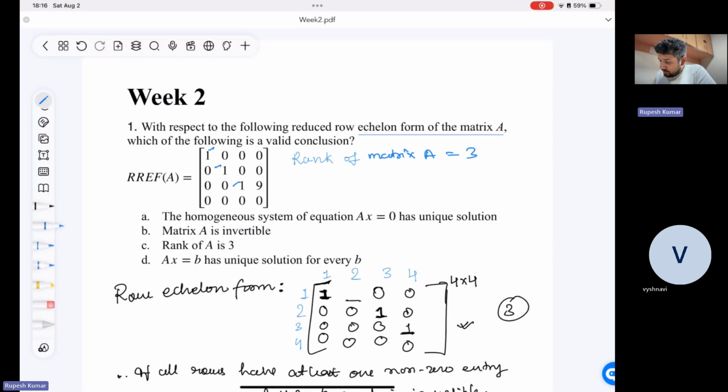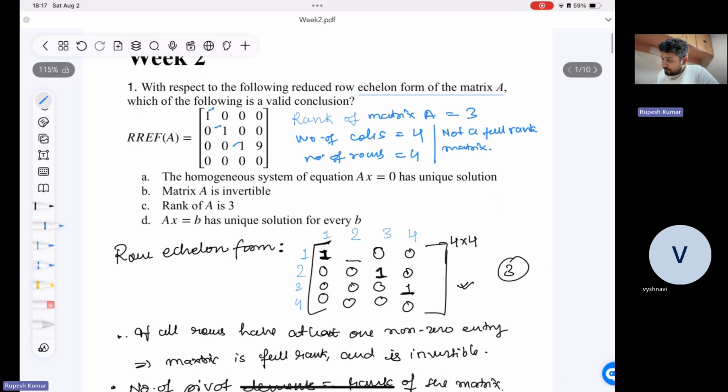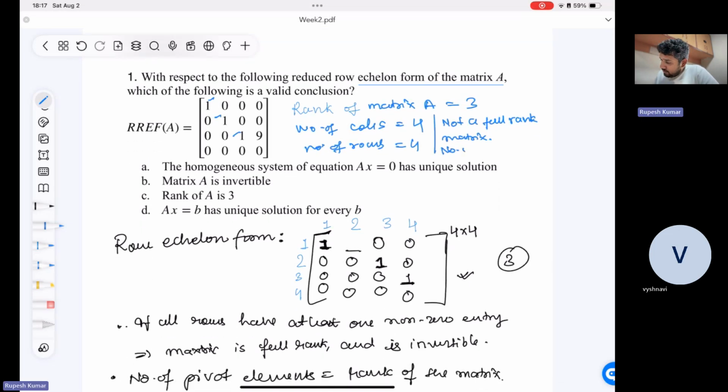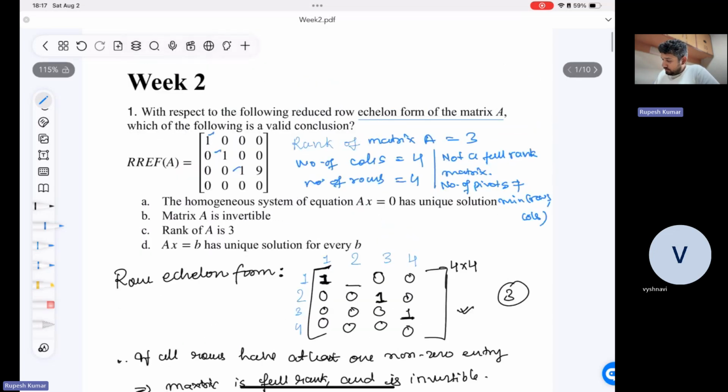Then the number of columns is 4. The number of rows equals 4, right? So from this, what can we say? Is it full rank? No, not a full rank matrix, right? It is not a full rank matrix because the number of pivots is not equal to the minimum of rows, comma, columns, right? So this is not a full rank matrix.